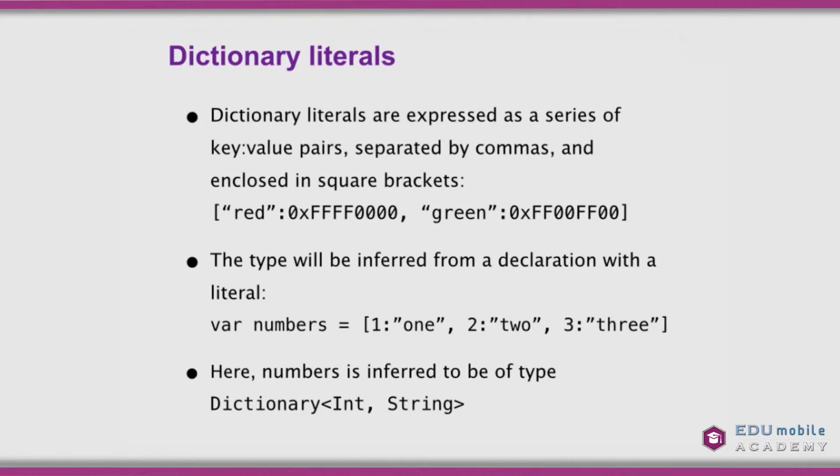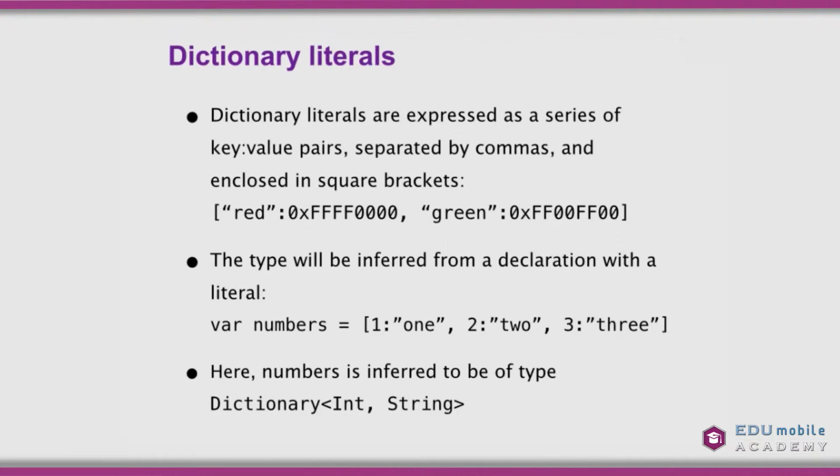So a literal dictionary is expressed as a series of key value pairs, and the pairs are separated by commas, and the keys and values are separated by colons. And we enclose the whole thing in square brackets. So it's like the syntax for an array, except each element of a dictionary is a pair separated by colons.